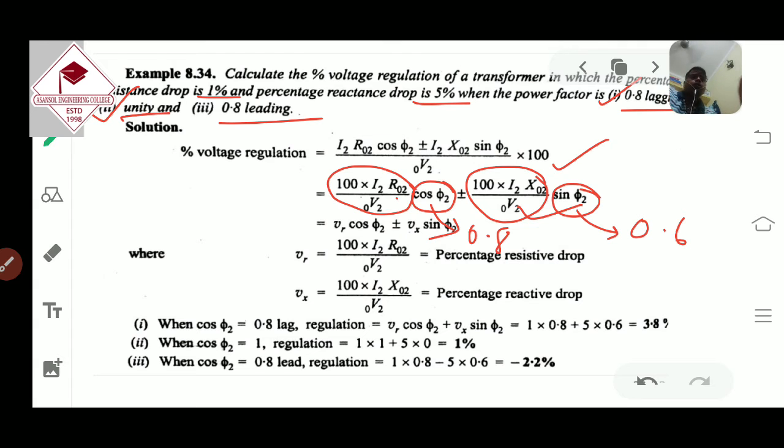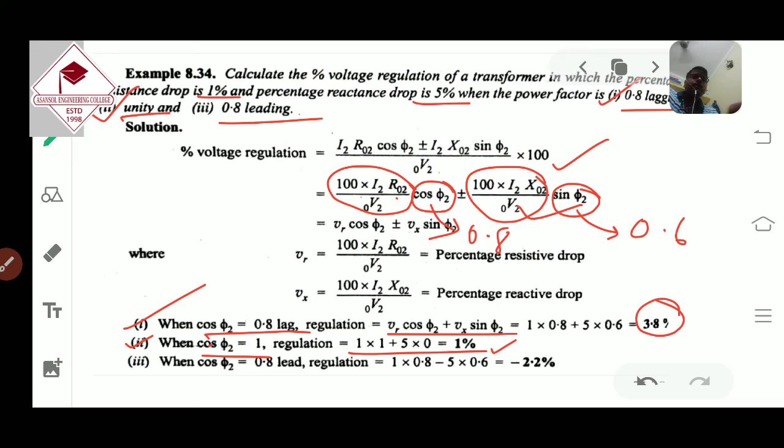Fine. So when cos phi 2 is 0.8 lag, put the values in the formula for regulation and you will get this result, that is 3.8%. It's a positive voltage regulation, that means there will be a voltage drop. Now in the second case, when the power factor is unity, the voltage regulation will become 1%. So for unity power factor there is still a voltage drop, but it is lesser than with this inductive load.